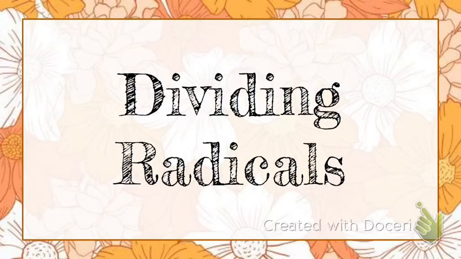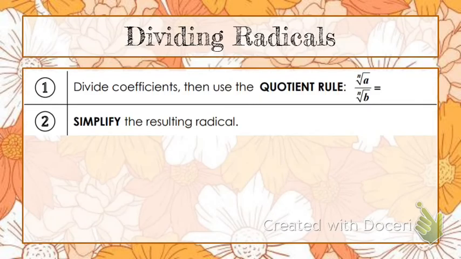This video is going to discuss dividing radicals. And at first, it's going to look a lot more like simplifying than dividing. The rule that we're going to use today is the quotient rule. So for dividing radicals, it tells us to divide the coefficients and then use the quotient rule, and then we'll simplify.